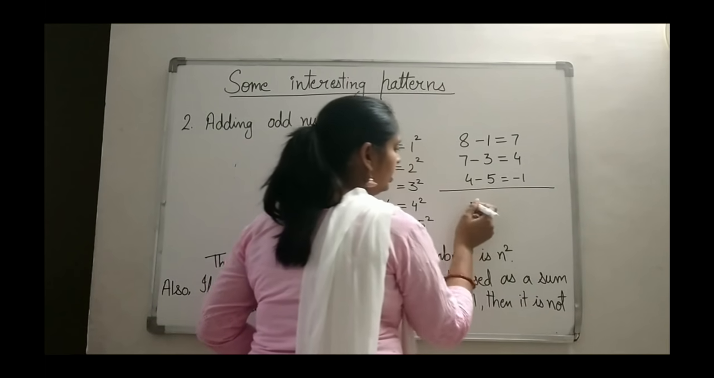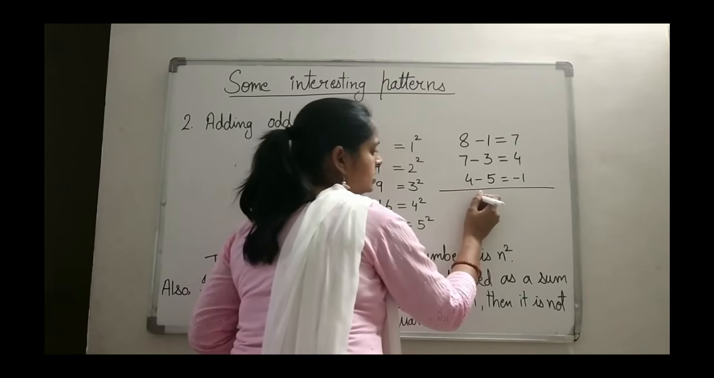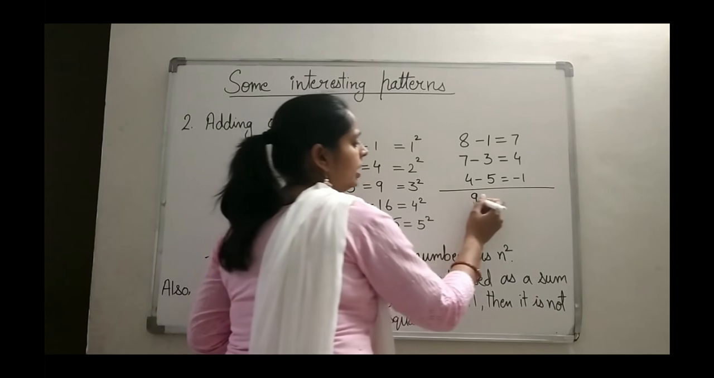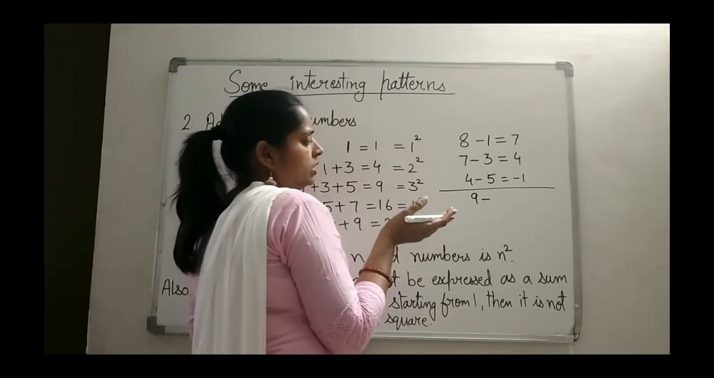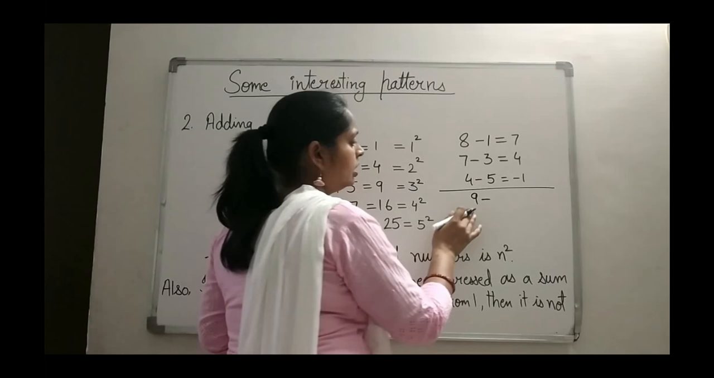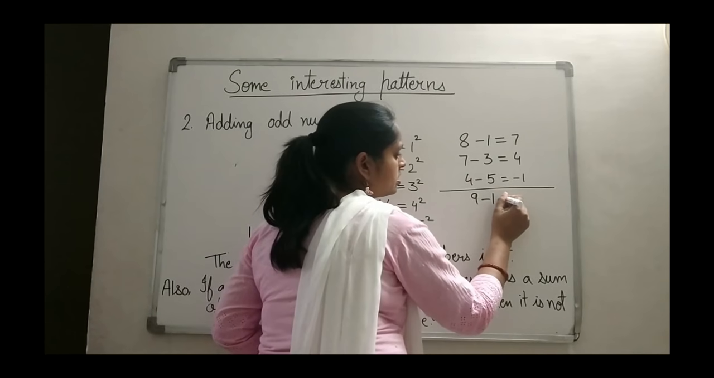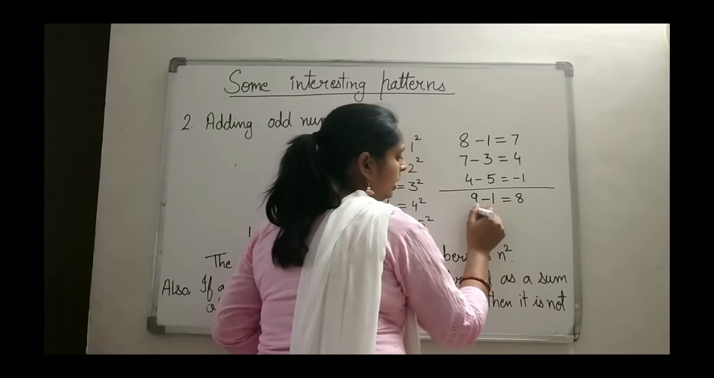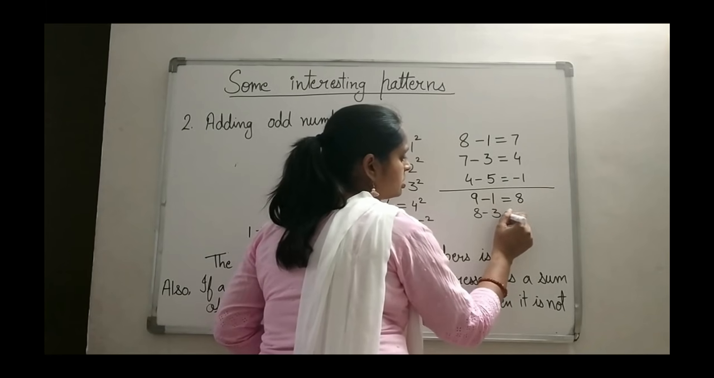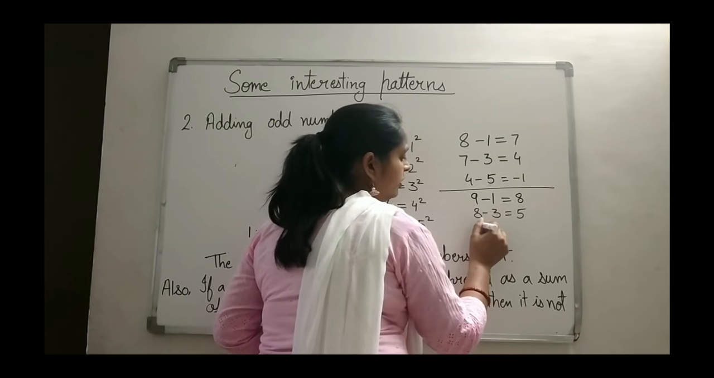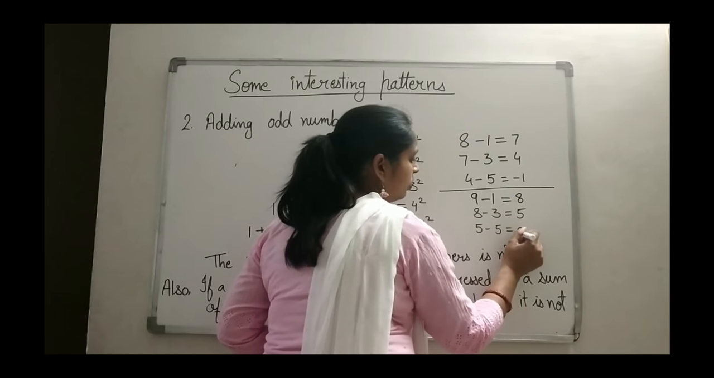See one more example. If you are having a number 9, we have to check. We don't know whether 9 is a perfect square number, right? So 9 minus 1 is how much? 8. Then 8 minus 3 is how much? 5. 5 minus 5 is how much? 0.